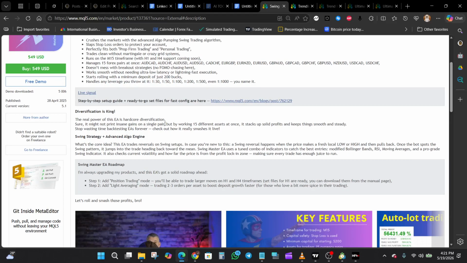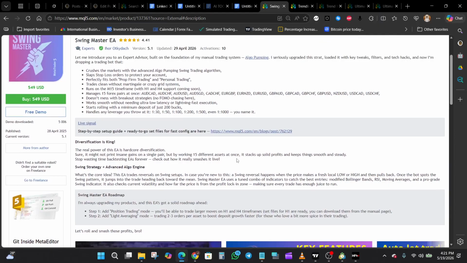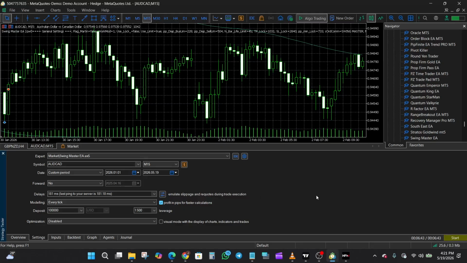Now, moving into the historical backtesting section, this is where we can start reviewing how the EA handled completed market activity over time. Right, so we're just going to head over to the strategy tester right now, and we are going to be testing the Swing Master EA on AUD/CAD on the M15 time frame. Okay, so as you can see, I have already run the backtest. We're just going to go through the trade history together.